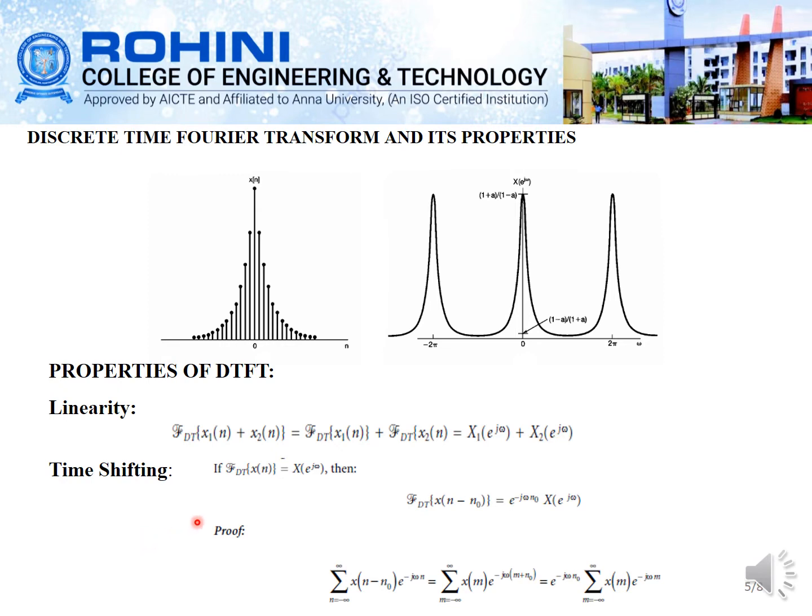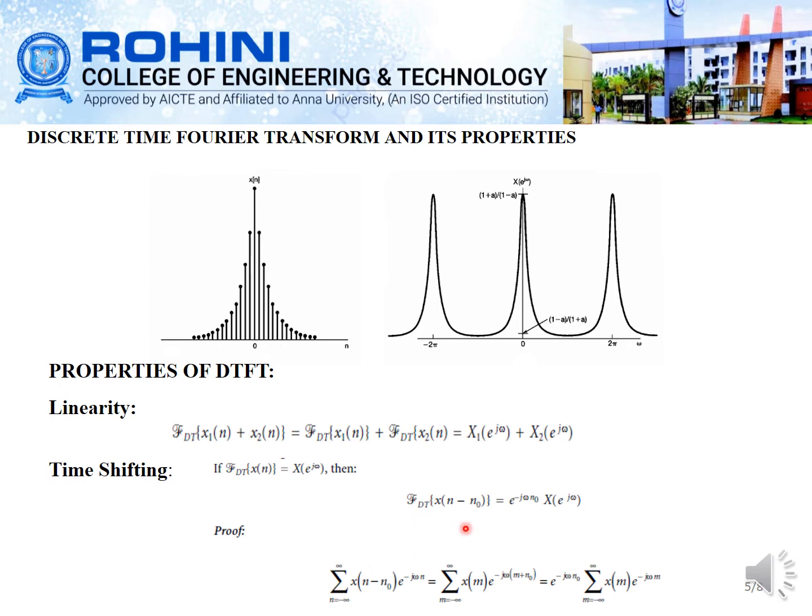If the discrete time Fourier transform of x of n equal to X of e power j omega, then we want to prove that the discrete time Fourier transform of x of n minus n naught equal to e power minus j omega n naught into X of e power j omega.